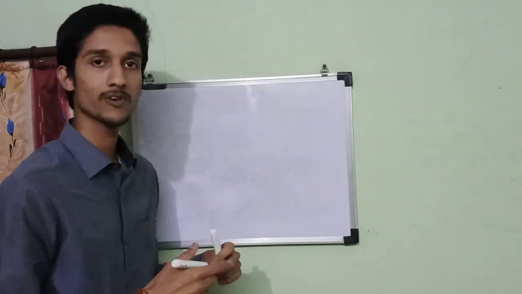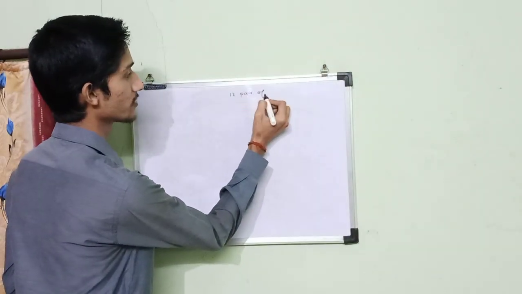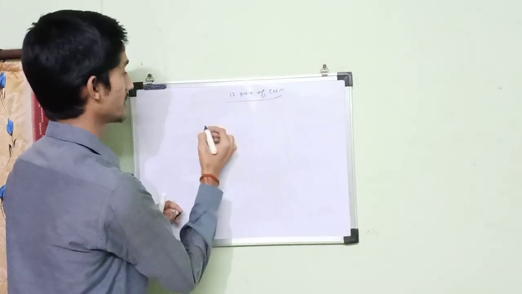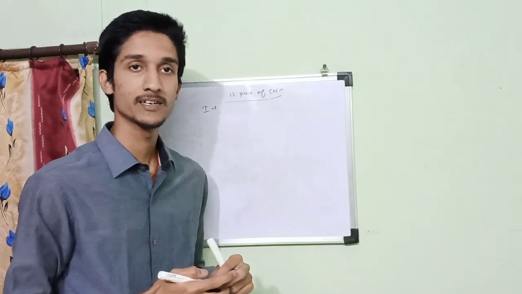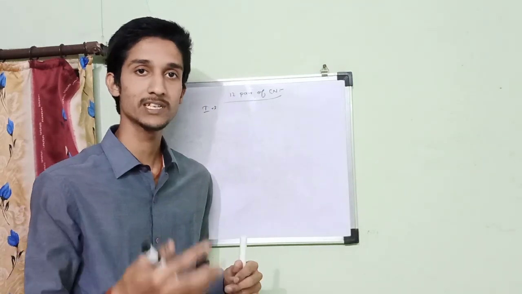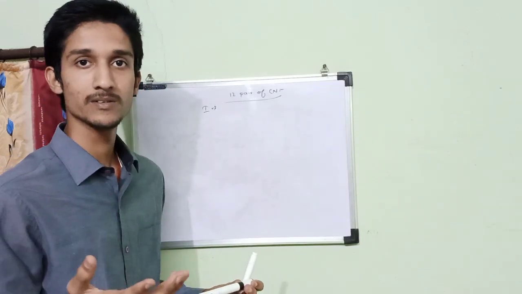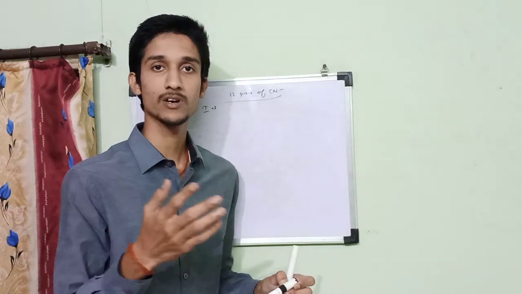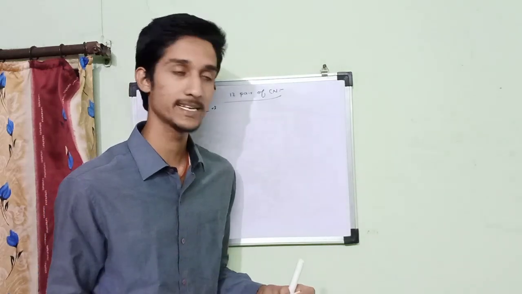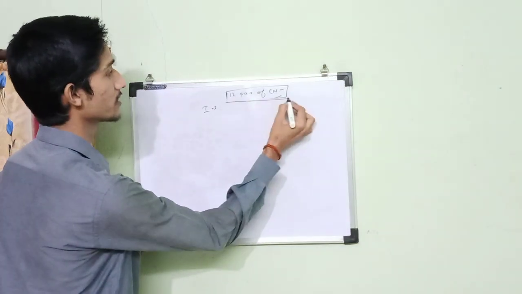From lower classes we know that we have 12 pairs of cranial nerve. Namely, first one is olfactory, second one is optic, third one is oculomotor, and the fourth one is trochlear. Then trigeminal, abducens, facial, vestibulocochlear, glossopharyngeal, vagus, spinal accessory, and hypoglossal. So we have 12 pairs of cranial nerve.